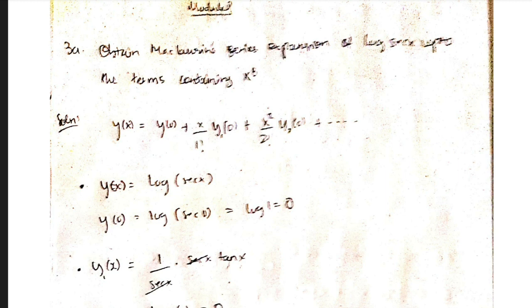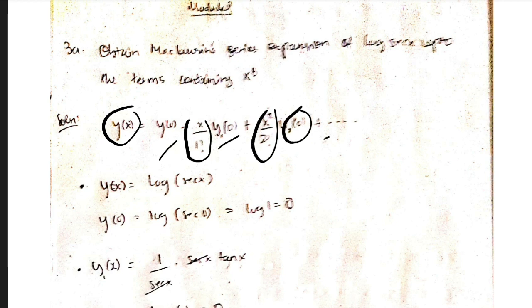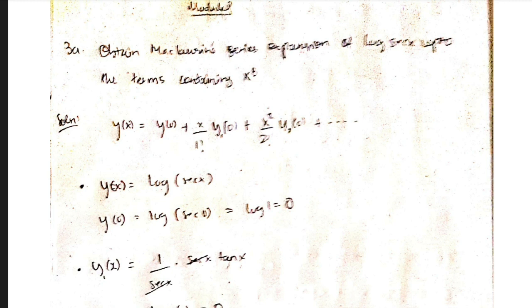in this question what you are supposed to do is first write the formula of the Maclaurin's series expansion. Okay, so the formula is y of x is equal to y of 0 plus x by 1 factorial y1 of 0 and x square by 2 factorial y2 of 0 and so on. Okay, after I have written that, the first thing you need to write is what is y of x. y of x is given as log sec x. So y of x you will write log of sec x.